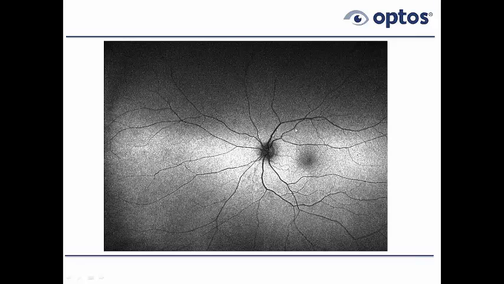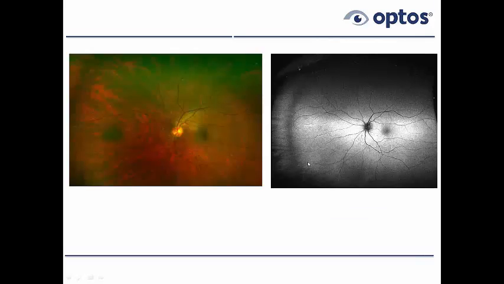The disc is dark and the vessels are dark. And we're getting this sort of glow for most of the retinal pigment epithelium. The fovea can be a little bit darker than the rest of the fundus, and that would be normal. So here we're comparing the color composite on the left with the autofluorescence image. And you can see that the autofluorescence, as we defined before, is coming from the retinal pigment epithelium.